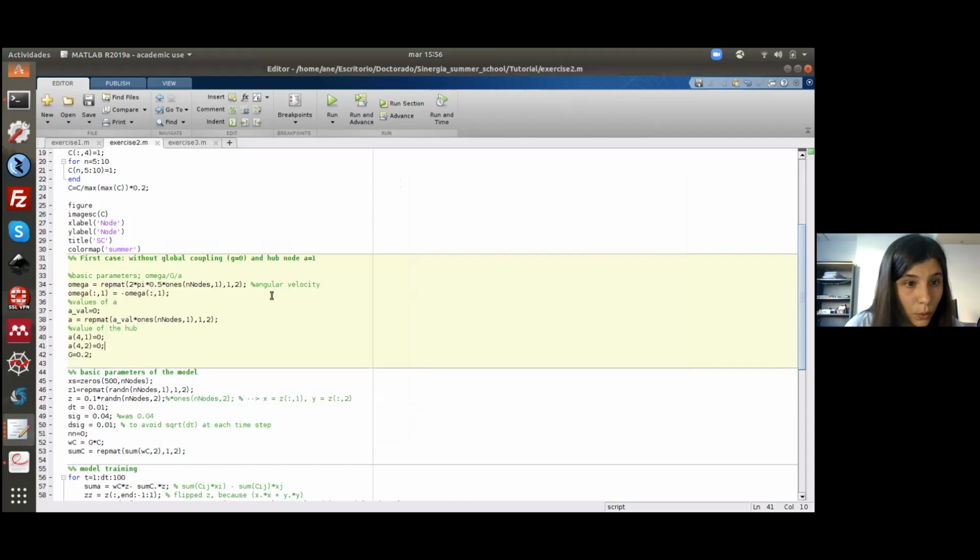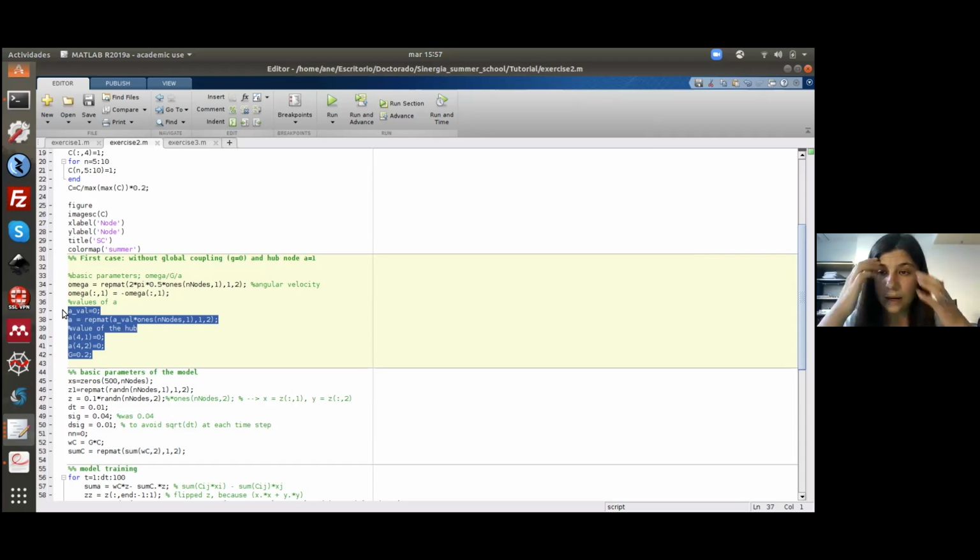So as you can see, if we play with these values, in line 37 and lines 40 to 42, these allow us to simulate different complexity of the network and different networks that have different dynamics.